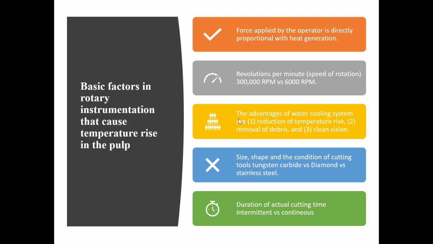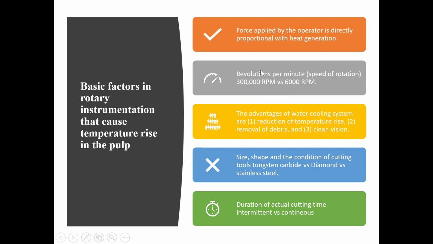عندنا revolution per minute أو سرعة الدوران بالنسبة للبيرات. احنا عندنا two types of cutting tools أو rotary cutting tools. عندنا ال high speed hand piece وعندنا ال low speed hand piece.